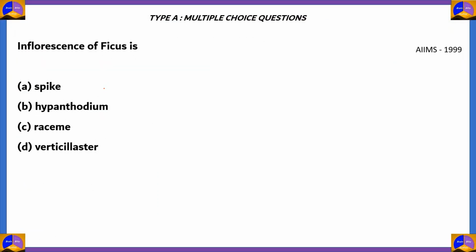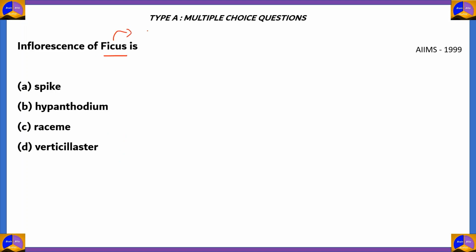The next question. Inflorescence of ficus is A, spike, B, hypanthodium, C, raceme, and D, verticillaster.